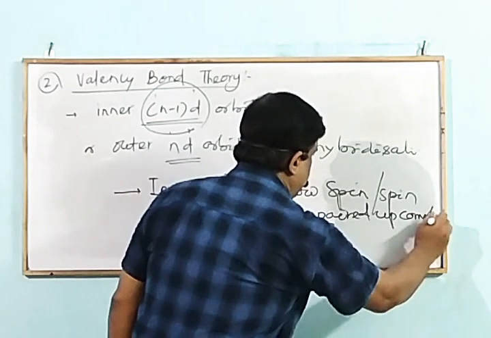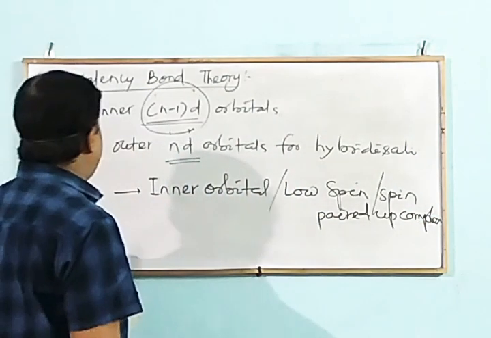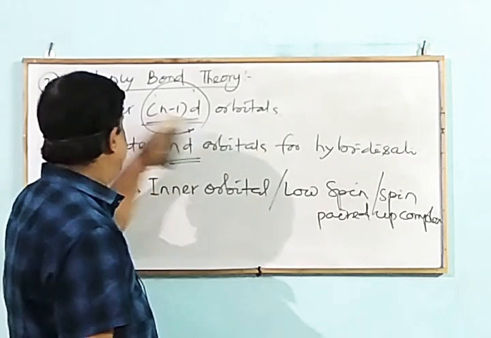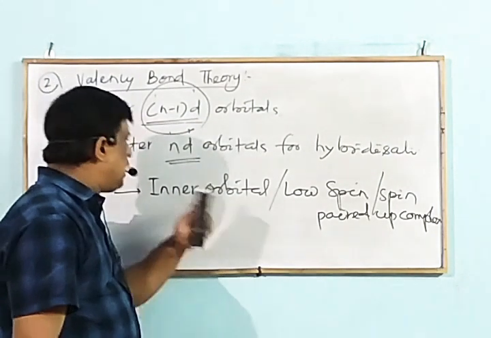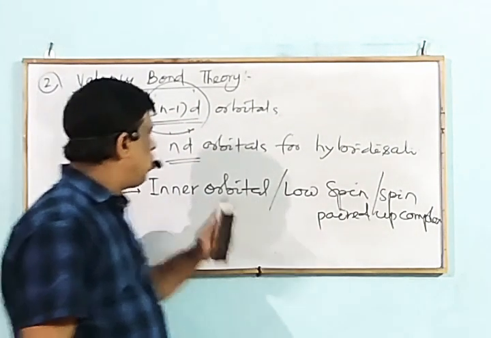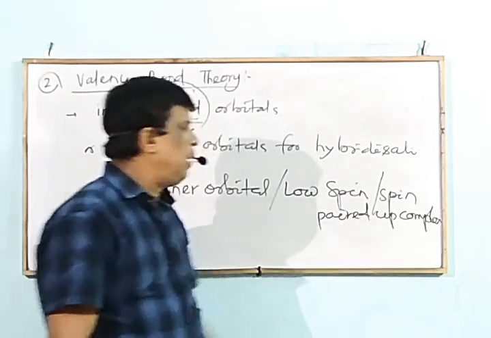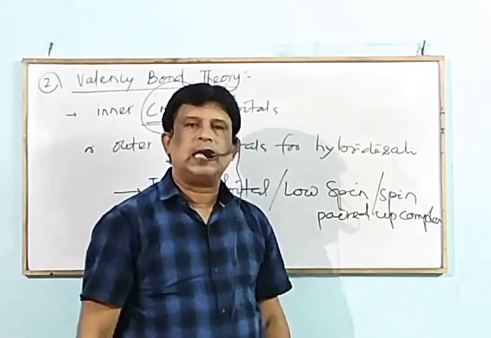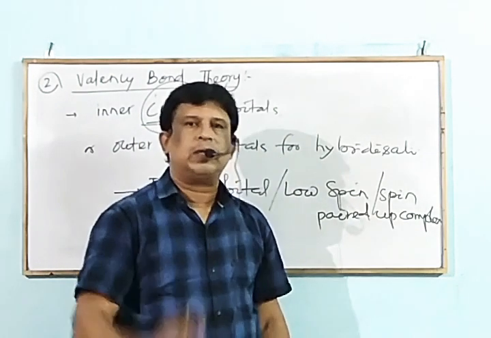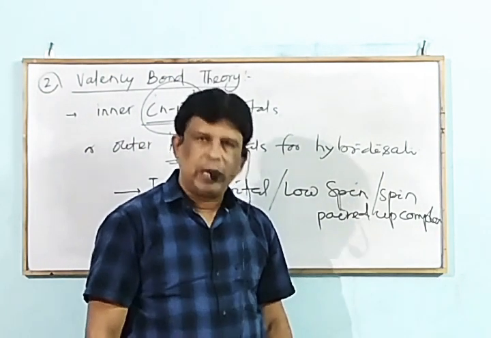I repeat again. During the hybridization, if the central metal atom uses (n-1)d, that is inner d orbital, then that type of complex is known as inner orbital complex or low spin complex or spin paired complex. Maximum chances are that it is diamagnetic in nature. The complex possesses diamagnetic nature.